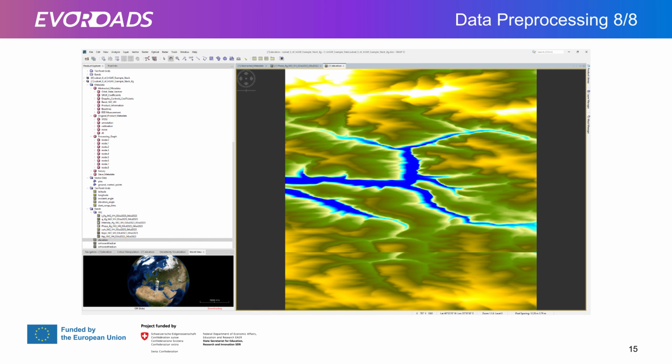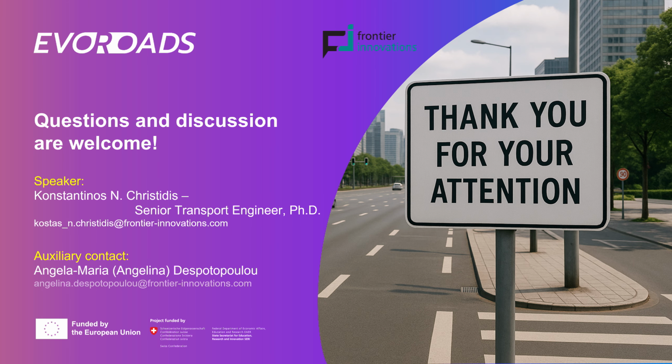This concludes part 1, which has to do with data collection and preprocessing. In the following parts of this video, we will discuss how this data is used to identify pavement defects.